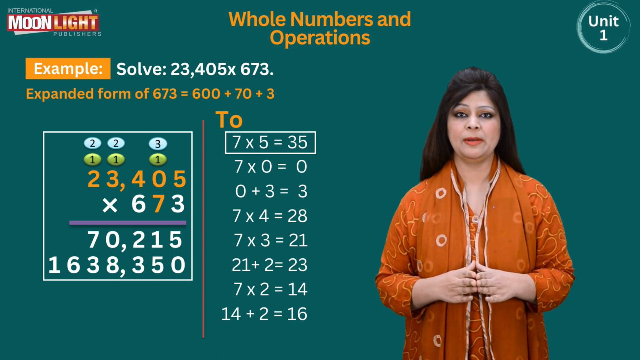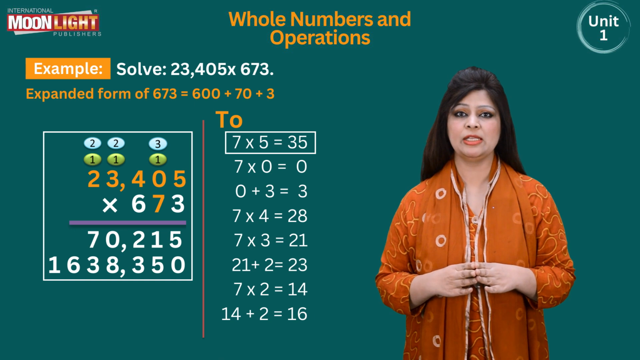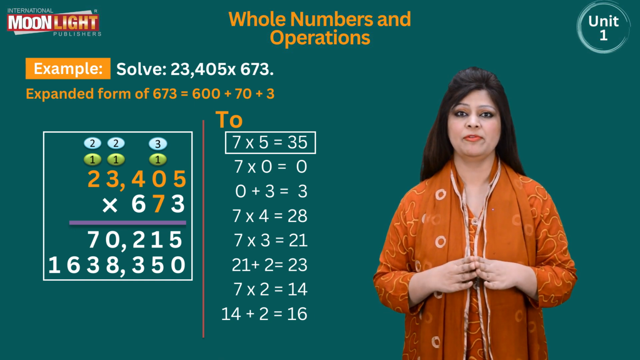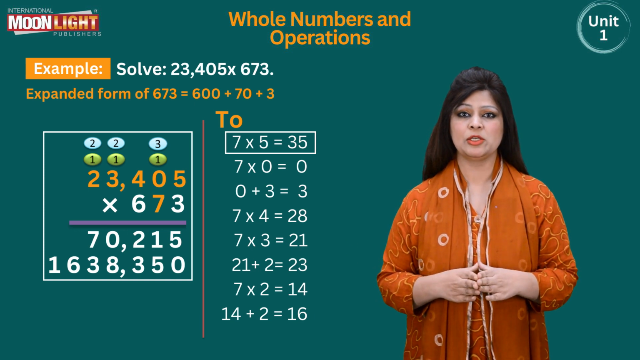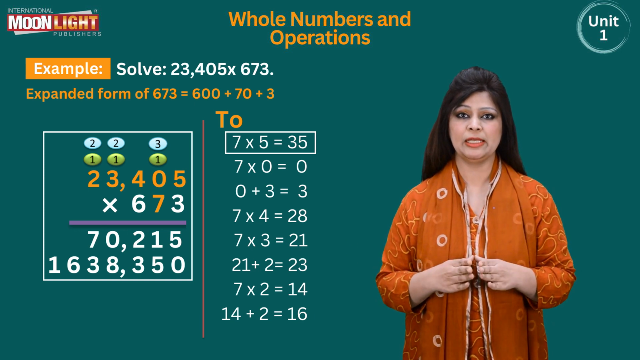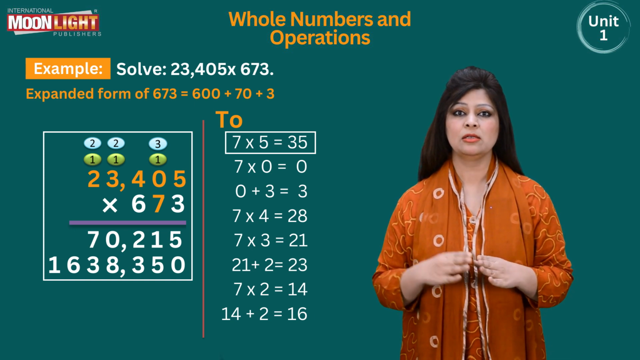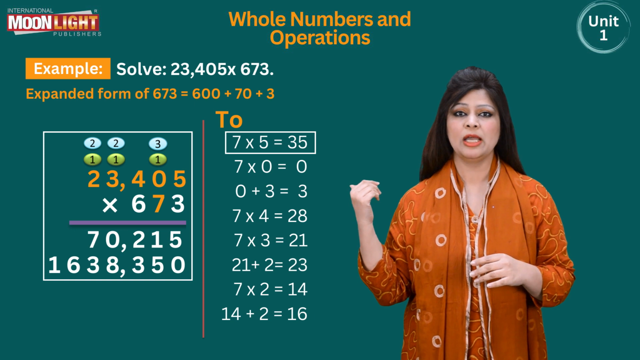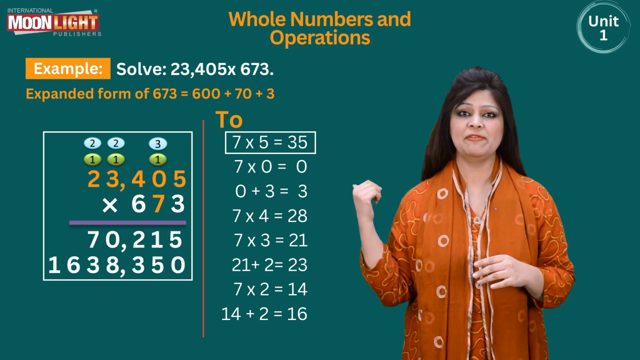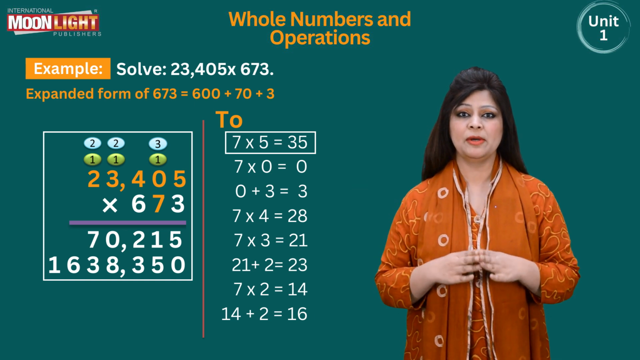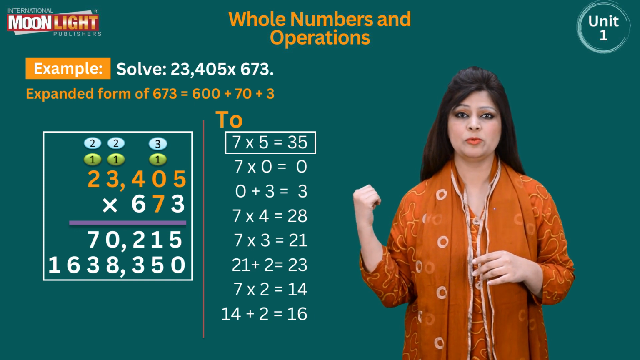Now I'm going to multiply the number 7 with the whole number, which is 23,405. So again we are going to start the multiplication from the right-hand side, or in other words from the ones. 7 multiplied by 5 is 35. So in 35, which one is at the ones place? Yes, 5 is at the ones place. Write this number 5 right below the number 1, which is at the tens position.